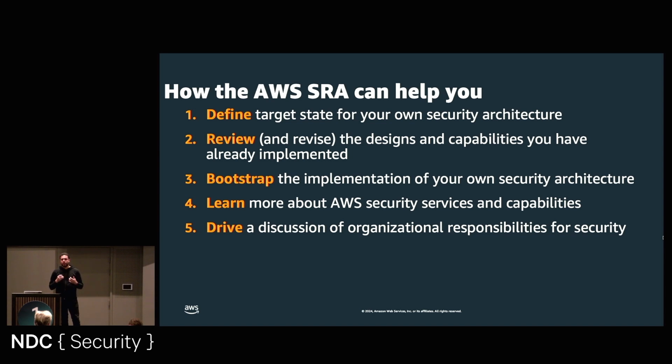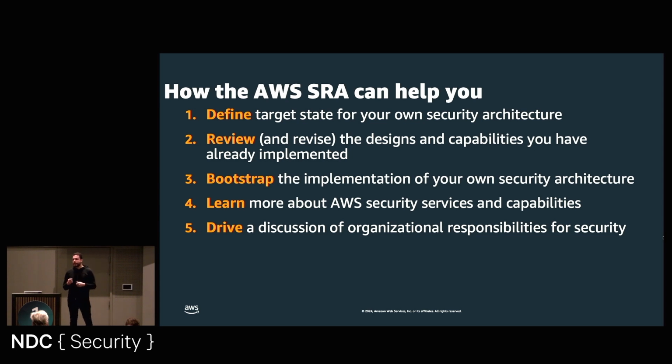Number four, it can help you to learn more about AWS security services and capabilities. The AWS SRA documentation includes some guidance and discussions that cover different important security features as well as deployment and management considerations about the different AWS security services. One feature that I would like to refer to is the high-level overview about the breadth of the different security services and how they can work together in a multi-account environment, which aligns with the priorities that were shared with us by our customers.